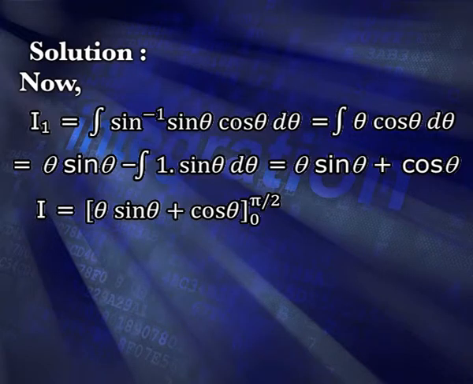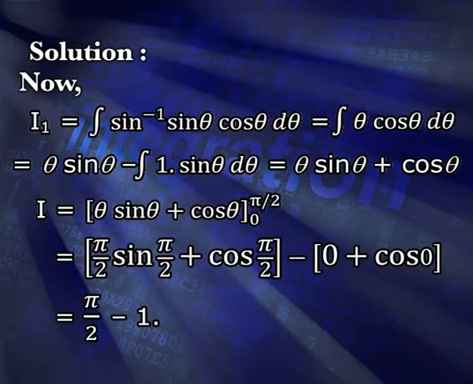Now I1 is equal to the integration of sin⁻¹(sin θ) cos θ dθ, that is equal to the integration of θ cos θ dθ, that is equal to θ sin θ − the integration of 1 times sin θ dθ, that is equal to θ sin θ + cos θ. So I equals θ sin θ + cos θ, and this whole thing is going from 0 to π/2, that is equal to (π/2 sin π/2 + cos π/2) − (0 + cos 0), that is equal to π/2 − 1.